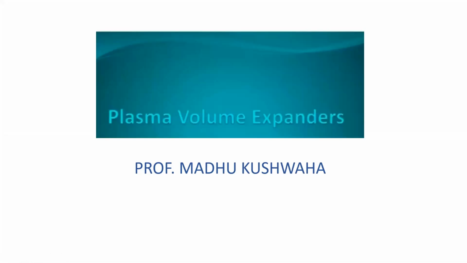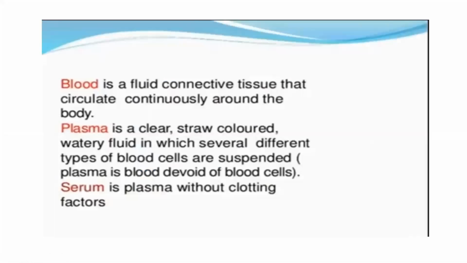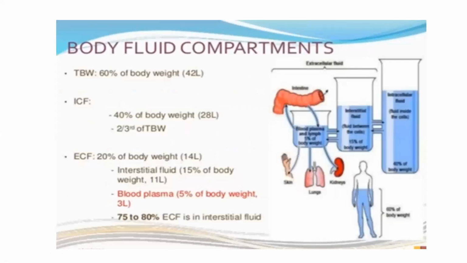Today, we will discuss plasma volume expanders. Blood is a fluid connective tissue that circulates continuously around the body. Plasma is a clear, straw-colored watery fluid in which several different types of blood cells are suspended. Plasma is blood devoid of blood cells. Serum is plasma without clotting factors. Body fluid compartment.